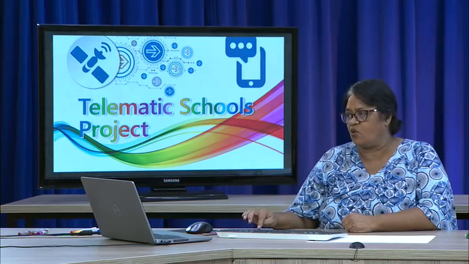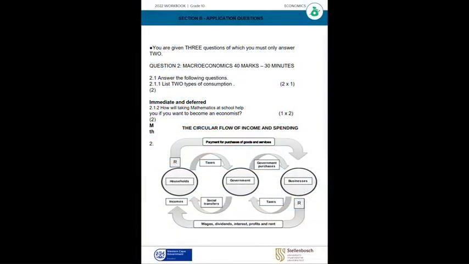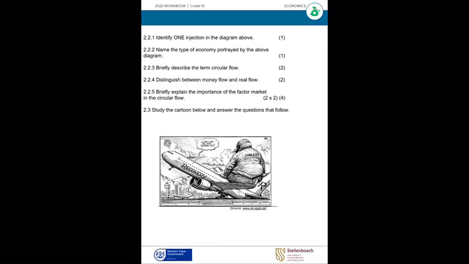Okay, right, so now we look at what are the kinds of questions that they will ask you based on this drawing or diagram that they have shown you here. Right, 2.2.1, identify one injection in the diagram above.